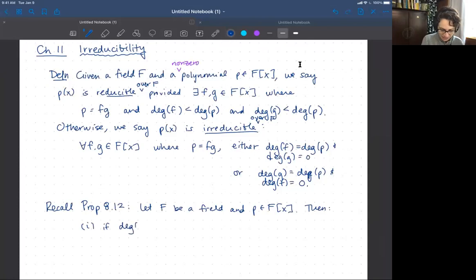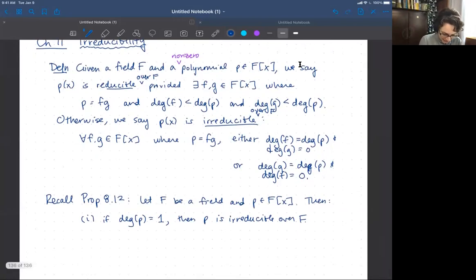If the degree of P is 1, then P is irreducible over F. So for a degree 1 polynomial, the only way we're going to be able to factor it is by messing around with constants, because we know that the degree of a product of polynomials is the sum of the degrees of the factors. And if we need things to add up to 1 and we're allowed to use 0, 1, 2, et cetera, the only way to do it is to take 0 and 1. That means that we're really interested in degree 2 or higher for irreducibility. That's where the question starts to get interesting.